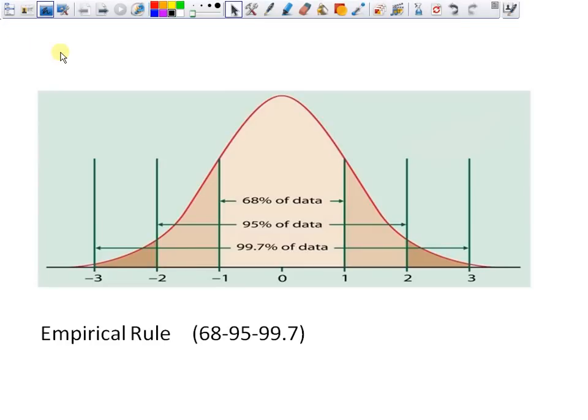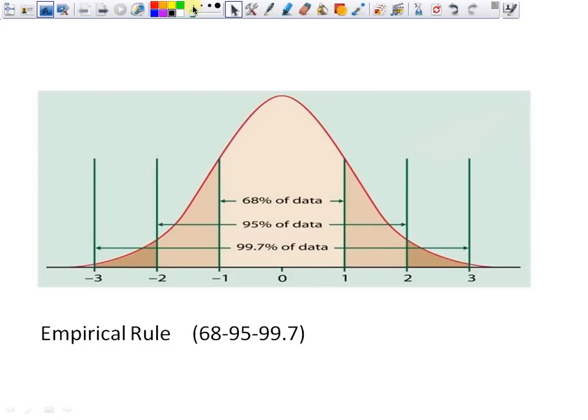The empirical rule states that if data is normally distributed, about 68% of our data will lie within one standard deviation on each side of the mean. 95% of our data will lie within two standard deviations on each side of the mean, and 99.7% of our data will lie within three standard deviations on each side of the mean.